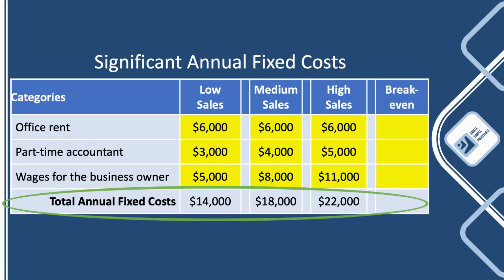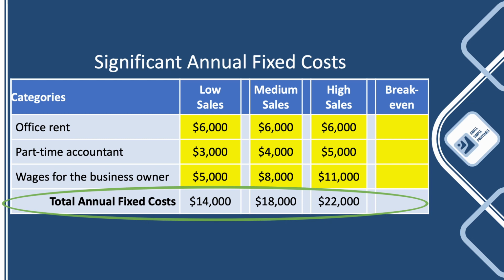The first area is office rent, which I'm setting at $6,000 a year, which is $500 a month for this example. The second fixed cost in this example is paying for a part-time accountant, which I'm projecting at $3,000 a year for low sales, $4,000 a year for medium sales, and $5,000 a year for high sales. The third fixed cost in this example is wages for the business owner, that's you, which I'm projecting at $5,000 a year for low sales, $8,000 a year for medium sales, and $11,000 a year for high sales.